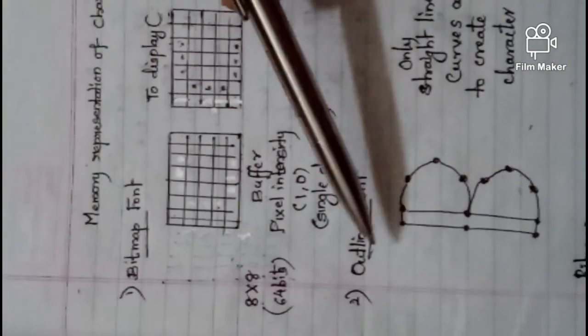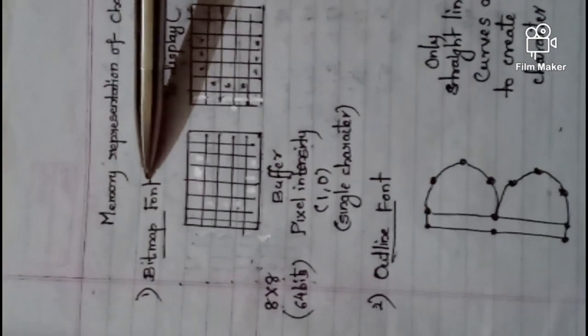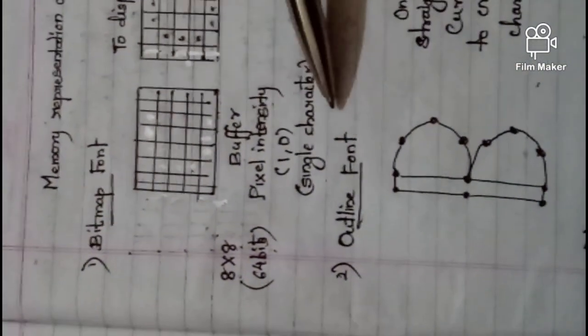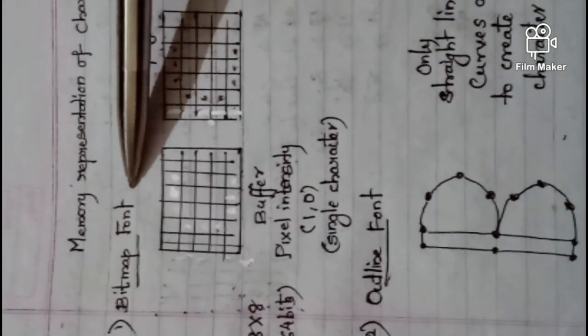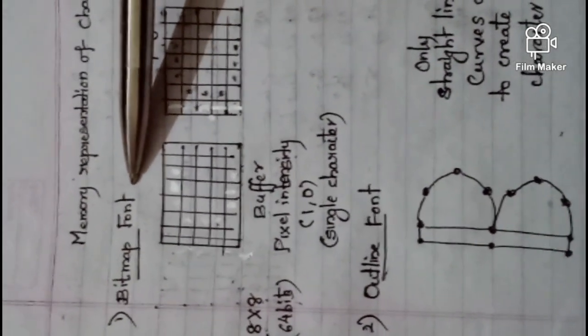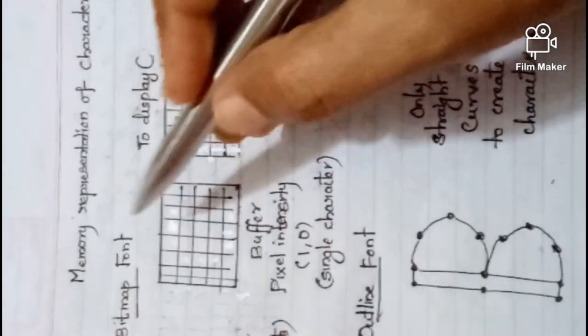So there are two different methods used for storing characters in memory. One is the Bitmap Font method and the next one is the Outline Font method. First let me teach you the Bitmap Font method. We will be learning how a character is stored in memory using this method.